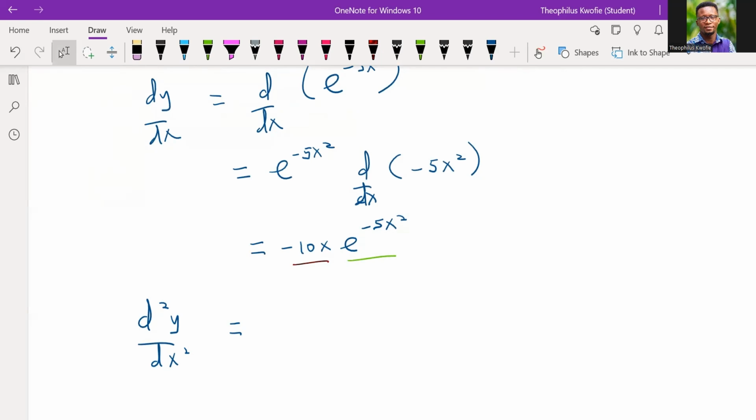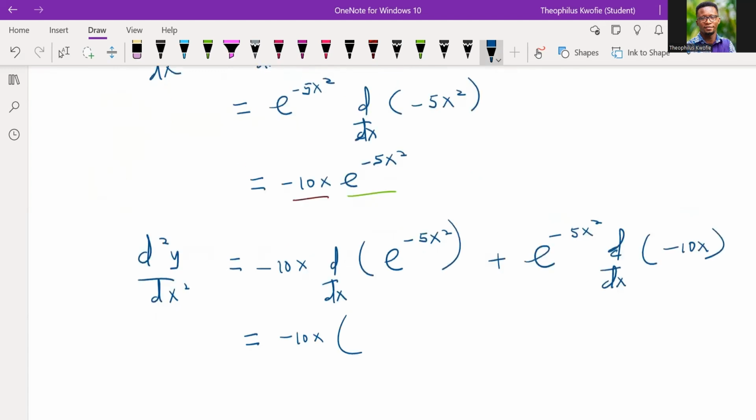As I usually do, I use the cover-up trick. First, I cover the minus 10x, then I differentiate the exponential function. Since you're talking about product or multiplication, we use addition. Then for the next one, I cover minus 10x, in which case this goes out. Then when we differentiate e to the power minus 5x squared, what do we get? We differentiate the power.